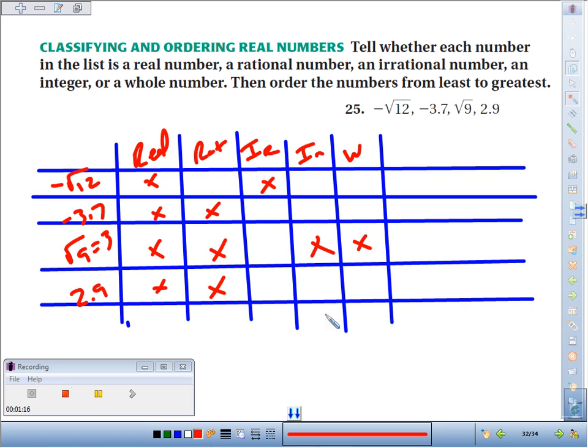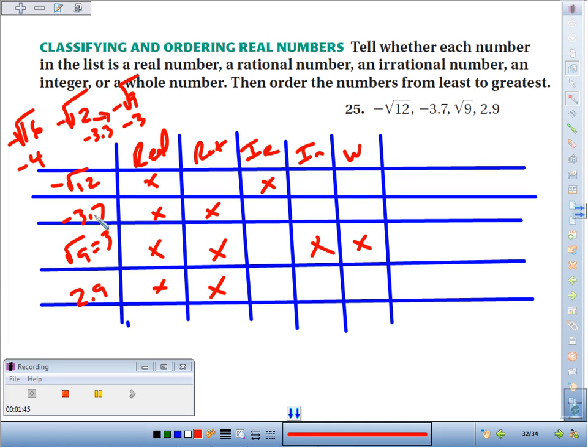Putting them in order from least to greatest. Negative root 12, you could approximate that. You think 12 is kind of stuck between negative 16 and maybe negative 9. Negative square root of 9, well, that's going to be negative 3. Negative square root of 16, that's negative 4. Negative root 12 is a little closer to negative root 9, so maybe negative 3.3, something like that. Kind of helps us if we put them in order from least to greatest.